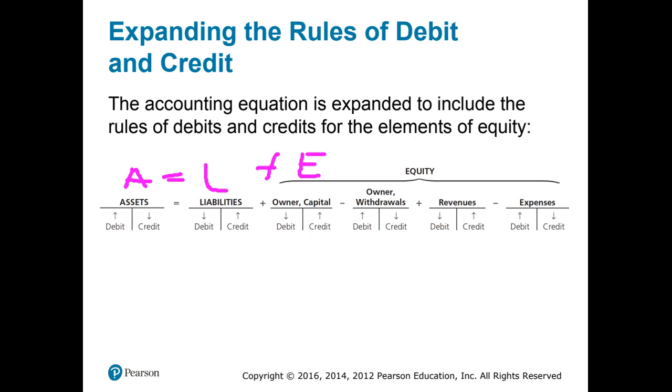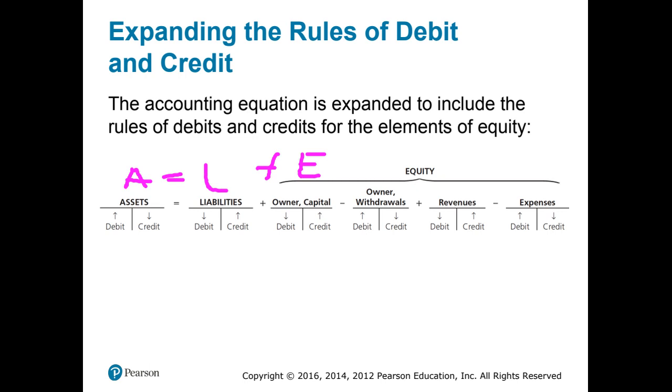And we mentioned earlier on the board here that owner's capital increases with a credit. Owner withdrawals increase with a debit. Revenues increase with a credit. Expenses increase with a debit.